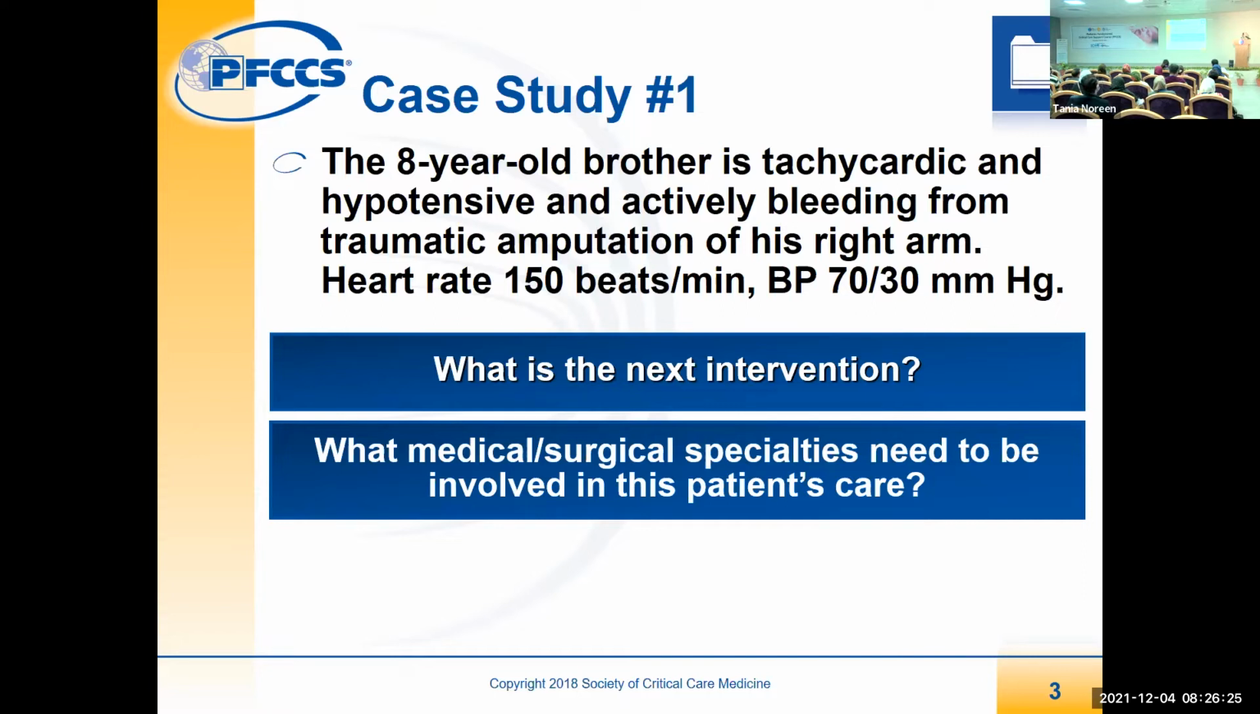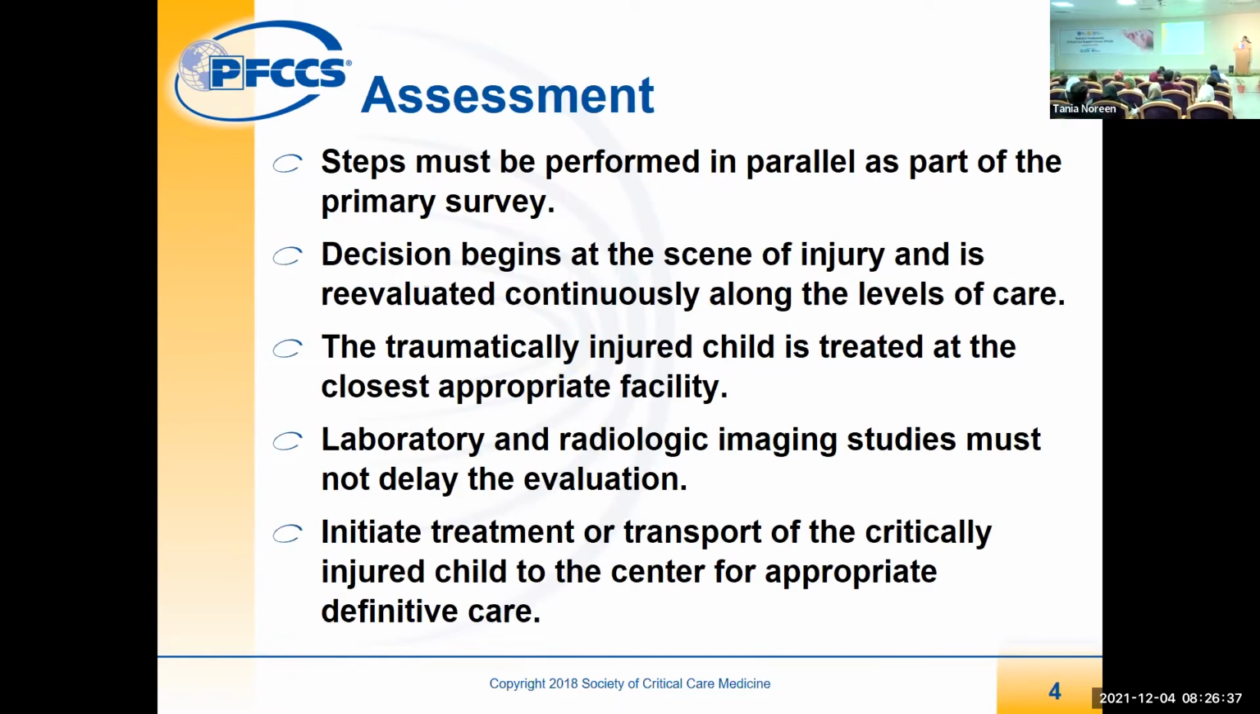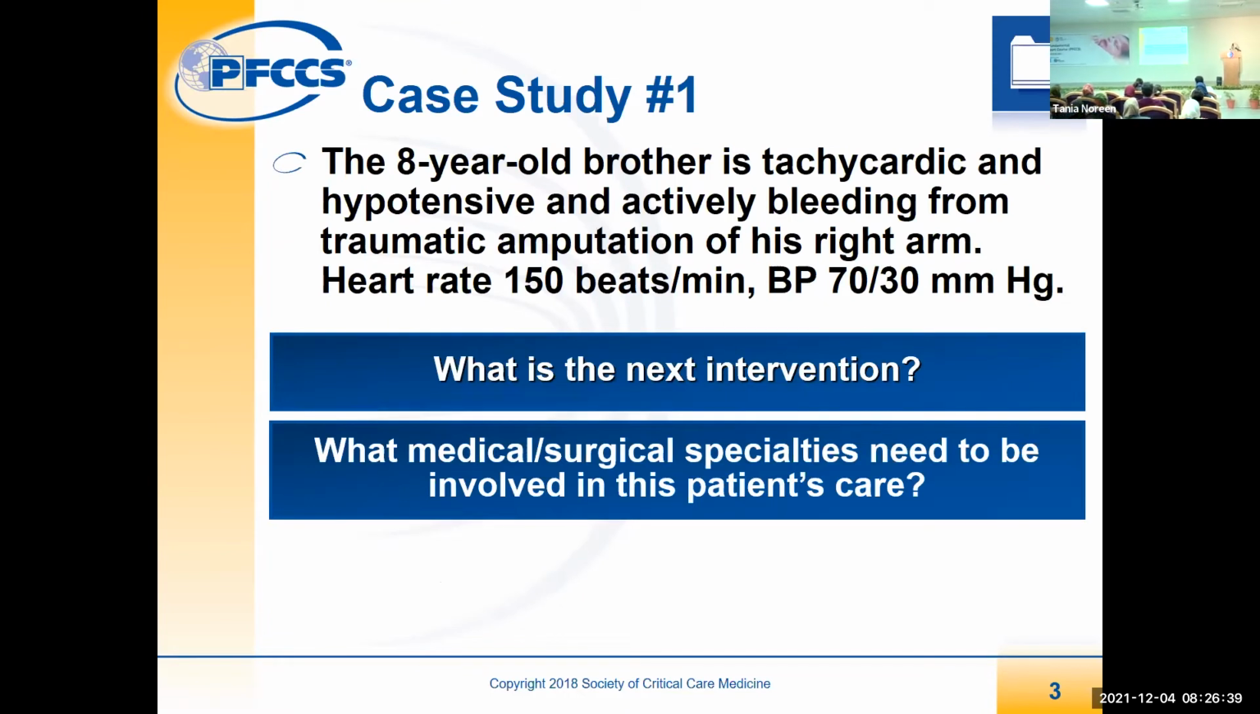What medical and surgical specialties need to be involved in this patient's care? So we will have to involve vascular surgery because there is a suspected traumatic amputation of his right arm. He may need intubation and there could be a difficult airway. That is why we will involve the anesthetist with this.